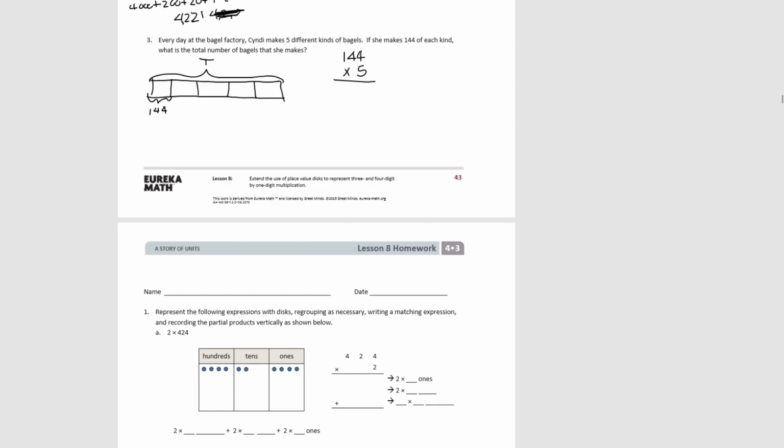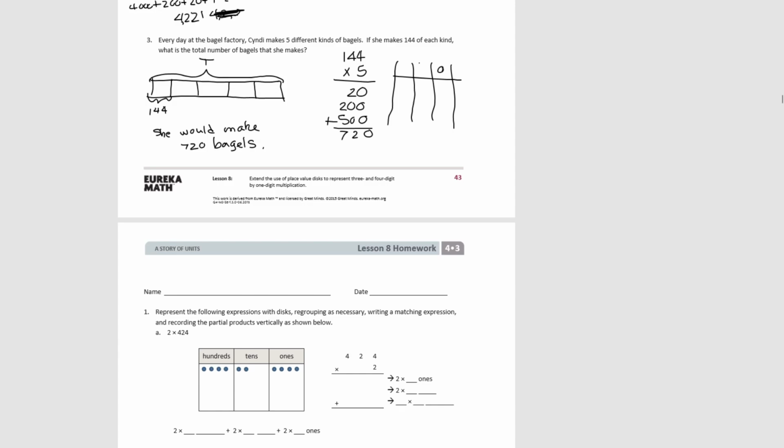4 ones, 5 times is 20. 4 tens, 5 times is 200. 100, 5 times would be 500. And when we add them together, she would make 720 bagels. A good way to check your work is to do it a different way. So let's do it with a place value chart real quick.